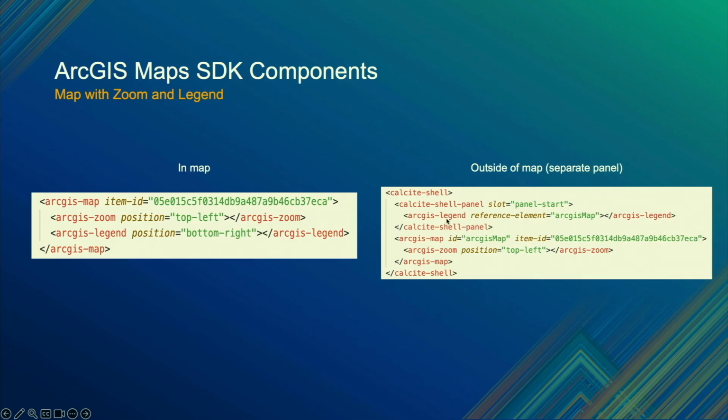I have ArcGIS Legend, and for the reference element, I'm setting it to the ID of the map. And setting the reference element to the ID of the map will give the legend a reference to the map, and it'll have access to everything that it needs to render the map data correctly.